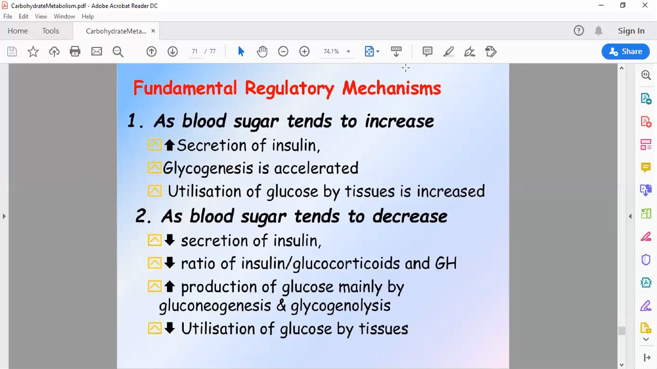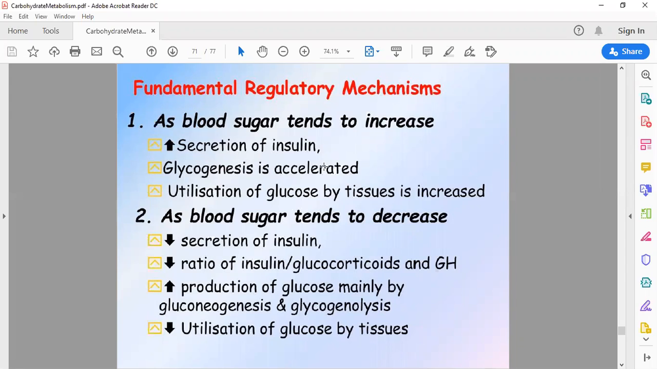So today we have discussed the HMP shunt pathway, G6PD deficiency, that is glucose 6 phosphate dehydrogenase deficiency, and how carbohydrate metabolism plays an important role in maintaining the normal blood glucose level in the body.